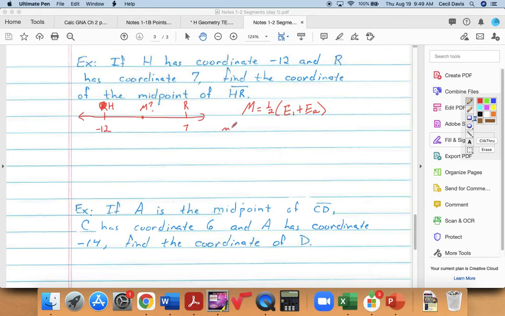So the midpoint of segment HR is going to be equal to half of -12 plus 7. -12 plus 7, they have opposite signs. So we're going to take the difference between them, which is 5, and take the sign of the larger number, which is negative. That's going to be half of -5, which is -2.5.